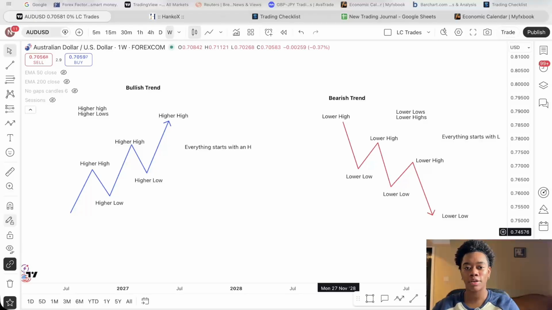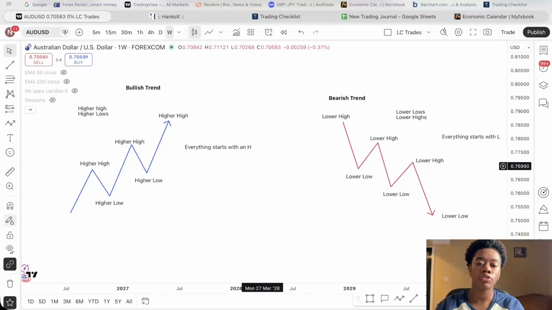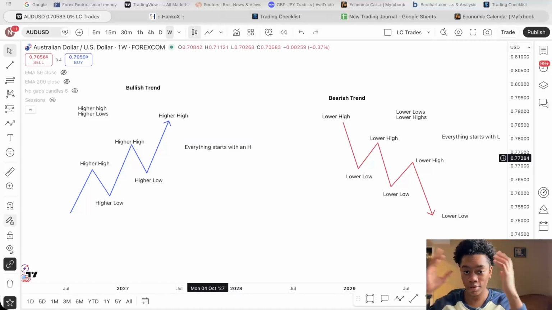When I'm talking about sells, lower highs, lower lows. Okay, am I saying the L's properly? Yes, I am. Perfect. I'm talking about sells. When I'm talking about the bullish trend, everything starts with an H. Higher lows, higher highs. That's it. That's how simple it is.